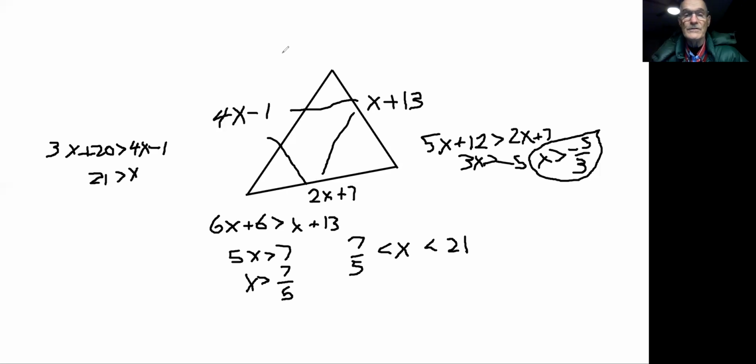So if you look at your homework, if you have any questions, send me an email and I'll get back to you. Tomorrow we will look at the last section in this chapter, which is the inequalities involving two triangles. So I'll send you a video tomorrow to talk about that.